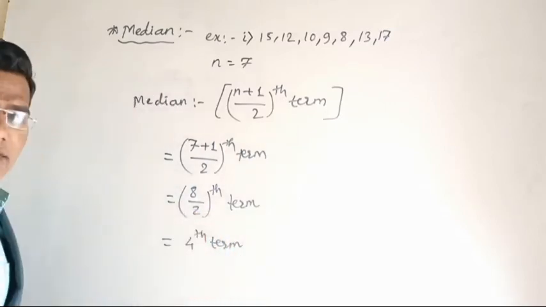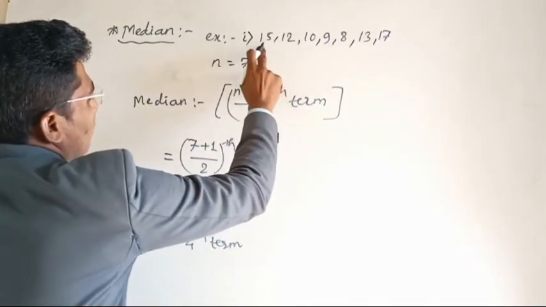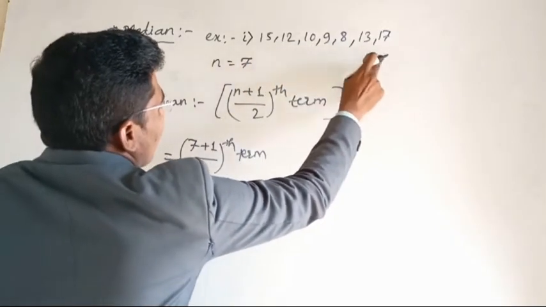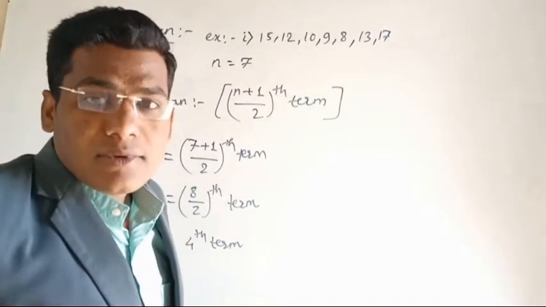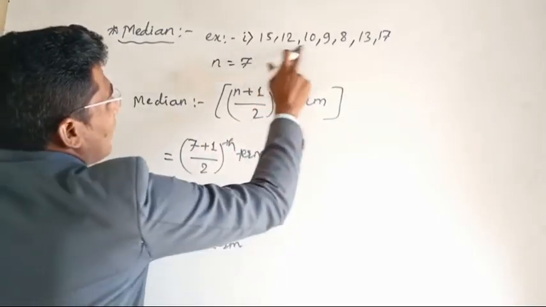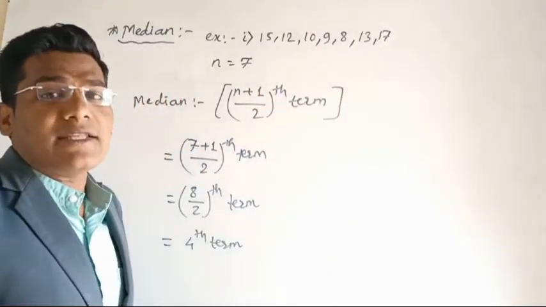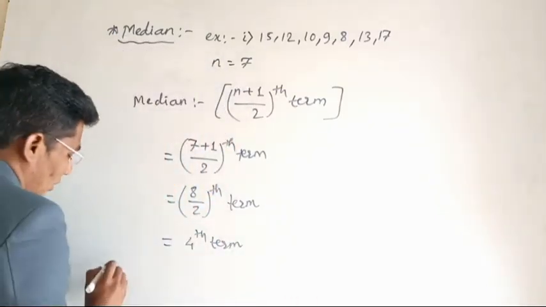If we directly solve it, there is a problem: if we take the 4th term, 1, 2, 3, 4, it will be 9. But that will be wrong, because before solving the example, we have to first arrange the data in ascending or descending order. So now we will arrange them in ascending or descending order.